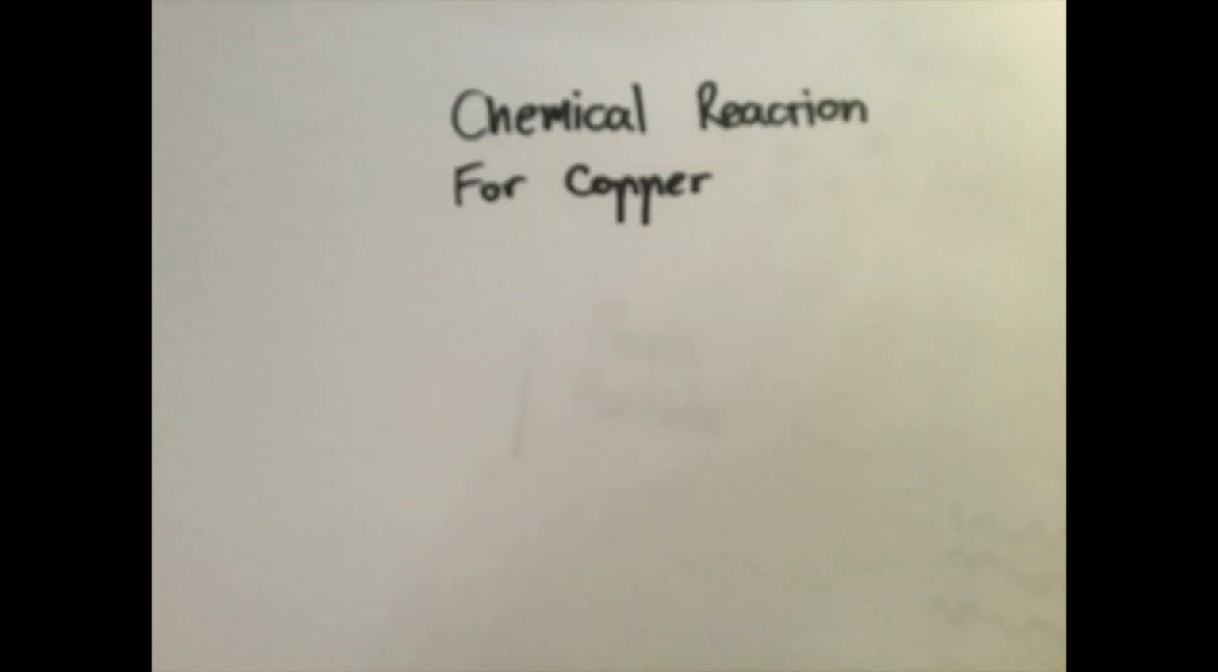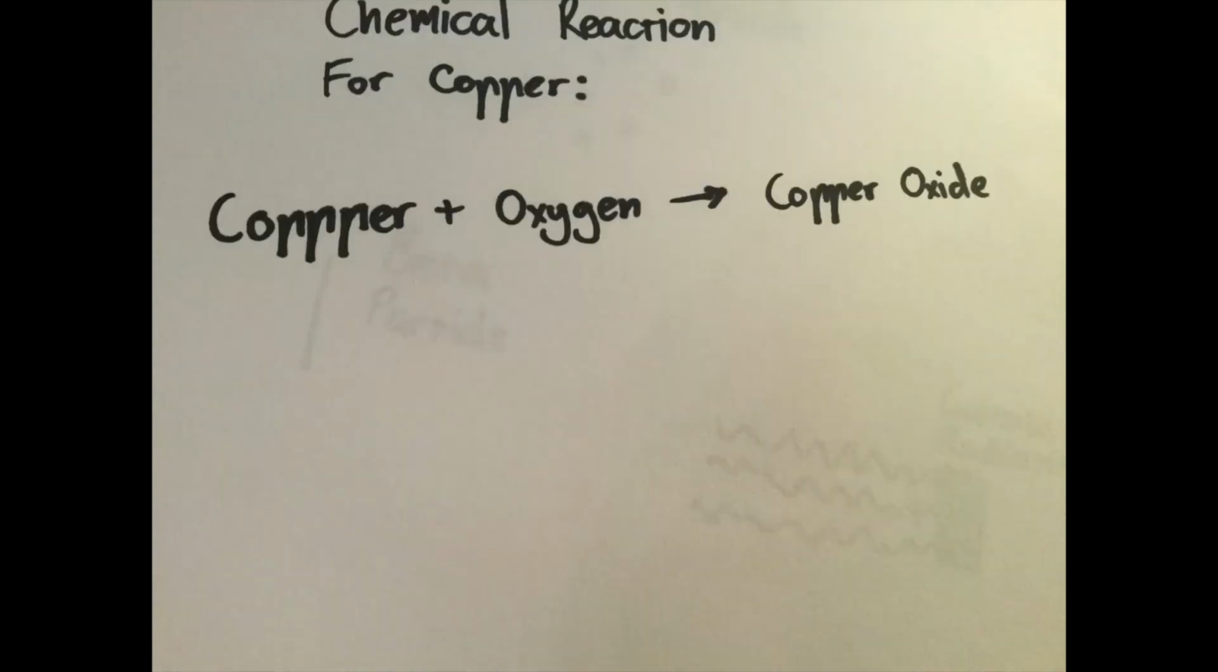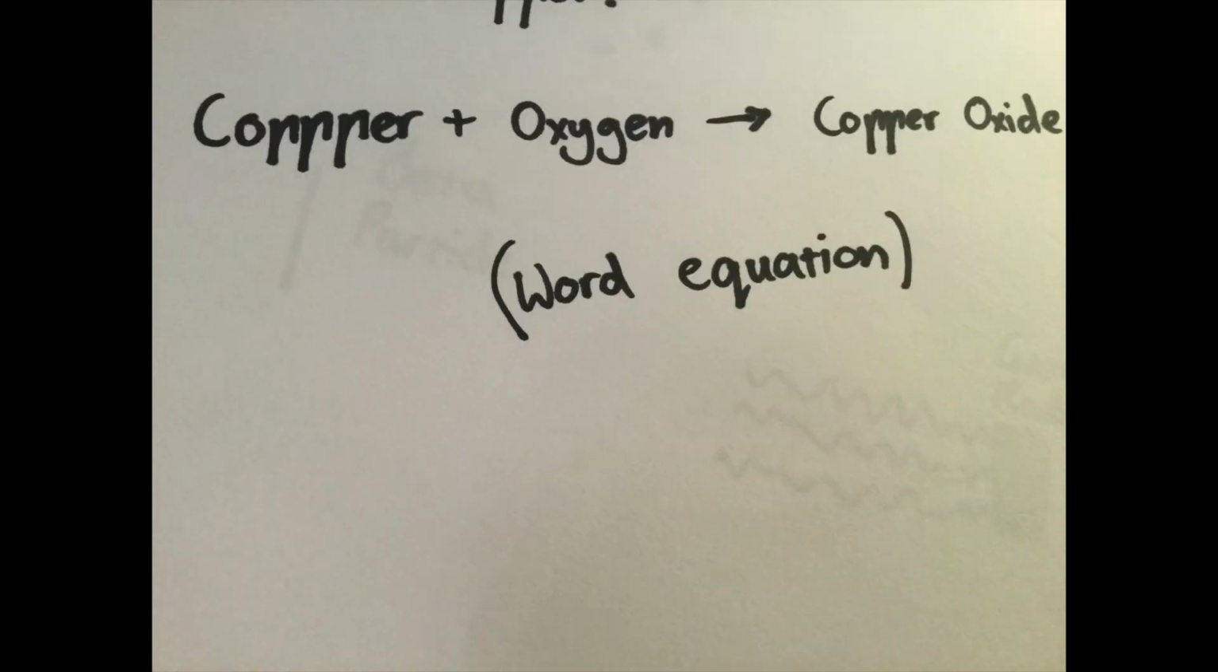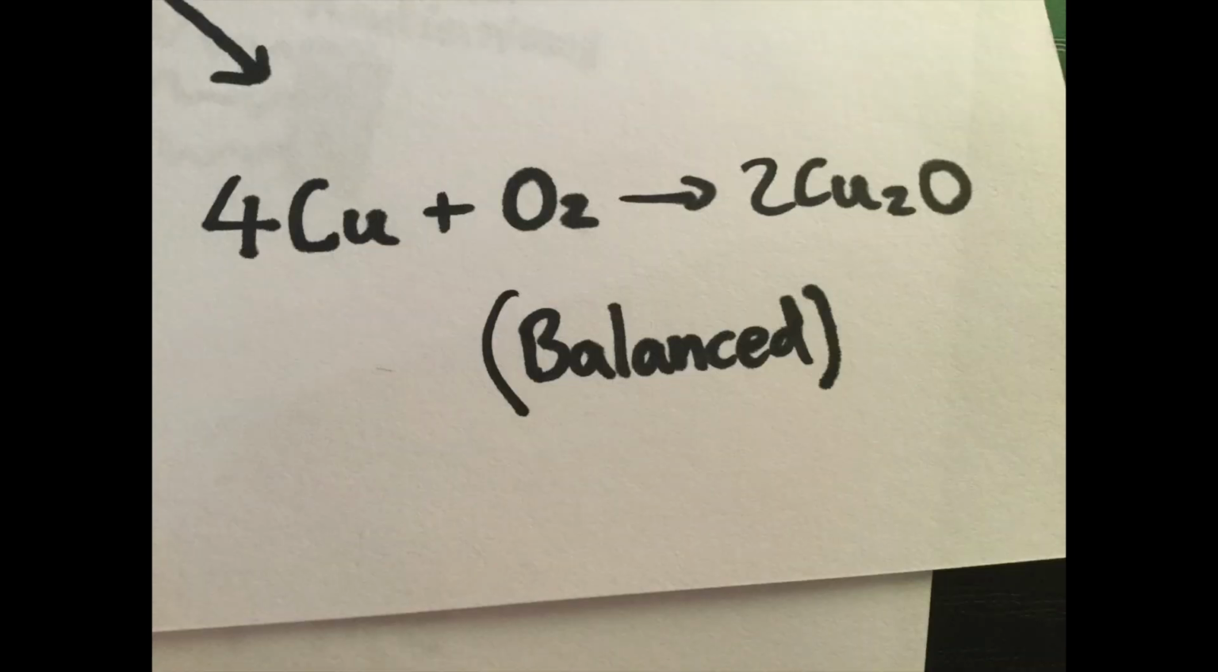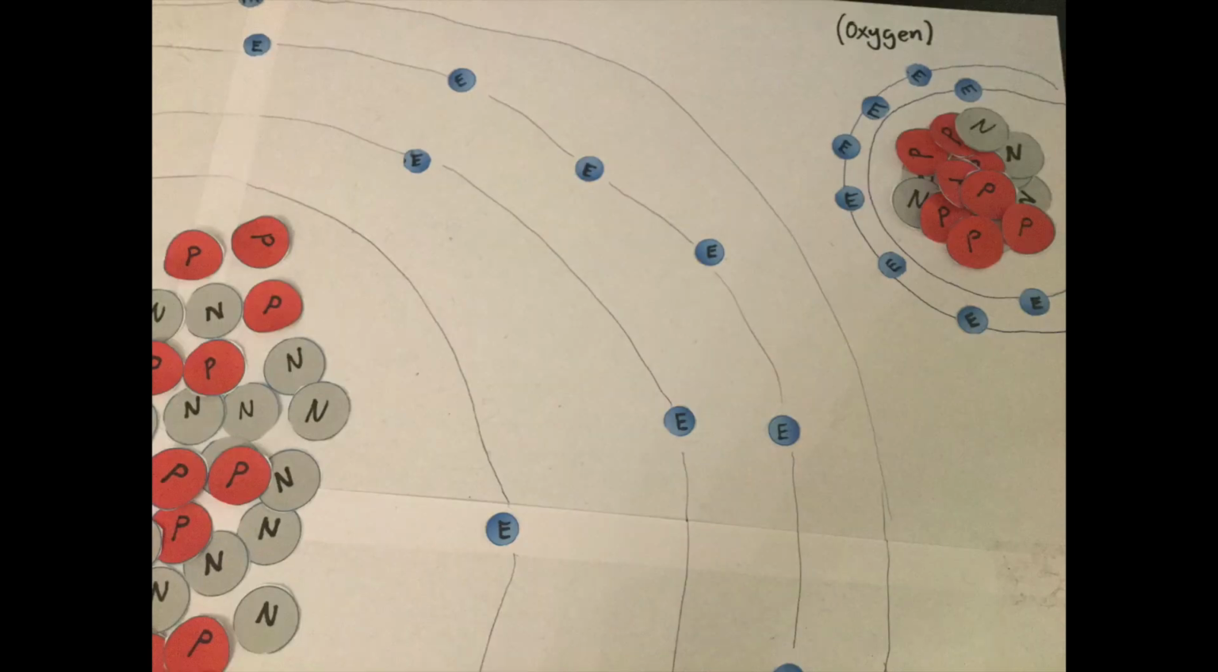Lastly, I would like to talk about chemical reactions. A simple reaction for copper is its reaction with oxygen to form copper oxide. This is the word equation for this reaction. And this is the balanced chemical equation for this reaction, where there are 4 copper atoms bonded with 2 oxygen atoms to make 2 compounds of 2 copper atoms and an oxygen atom.